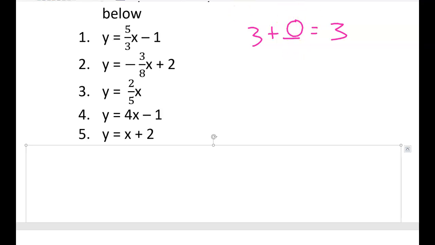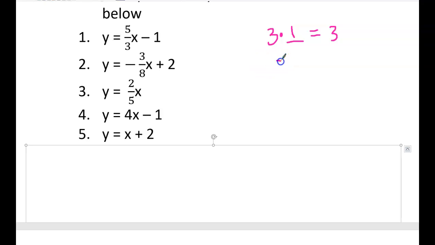So when you're missing a number that's being added and you want it just to be the same, the missing thing will be 0. Okay, we call that the additive identity. But what about if I gave you this instead? What if I said 3 times, not plus, but 3 times a number equals 3. So 3 times what equals 3? Well, if you're missing a number that's being multiplied, then it's not 0, it's 1. That's called the multiplicative identity.